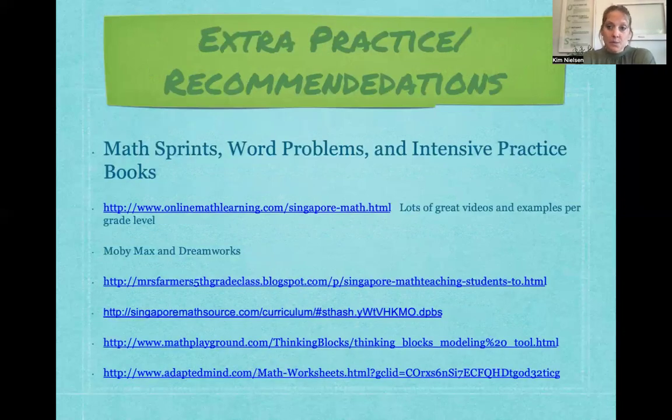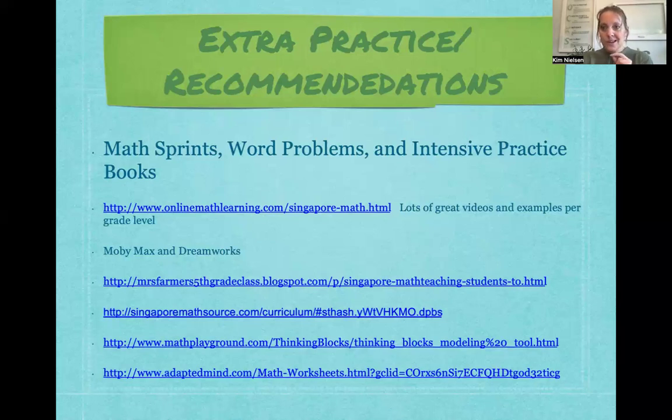Here, and again, this will be posted so you can see these resources. There's math sprints, word problems, intensive practice, extra practice books. Singapore has a lot of leveled books, and you are free to use those. And if your child is either struggling or just loves math and wants more, those are some different resources. Here's some, there's online math learning, and there are lots of great examples and videos per grade level. And so if you're wondering how to teach something or what this concept is, that's a great resource to go to.